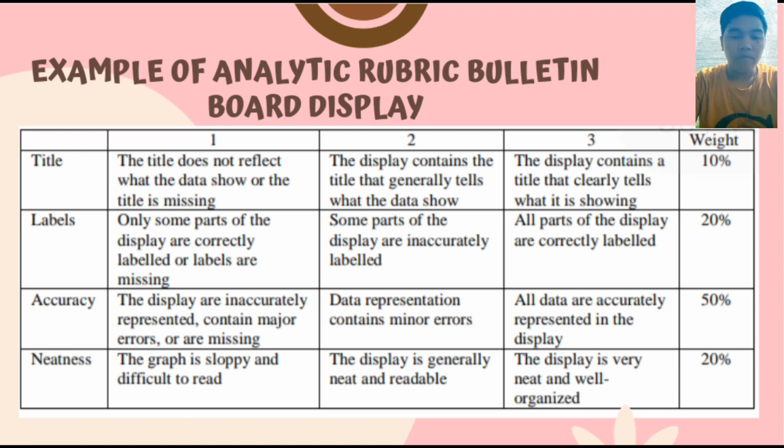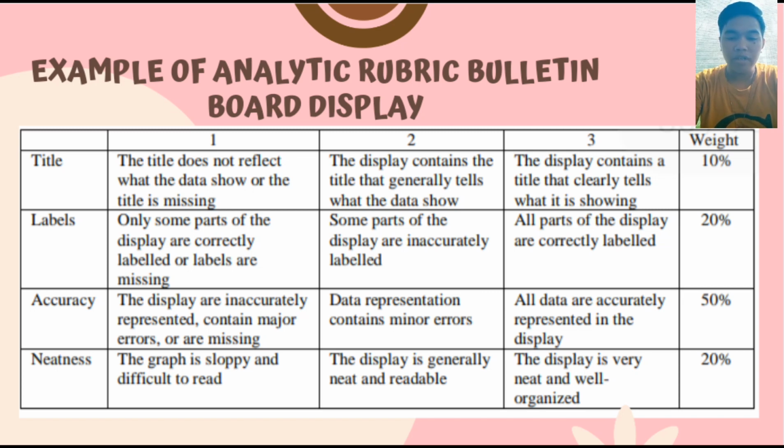So from the title, they score from 1 to 3. 3 is the display contains a title that clearly tells what is showing. So number 3 is the highest. Then for the label, all parts of the display are correctly labeled. So that is the highest for the labels, which is number 3.